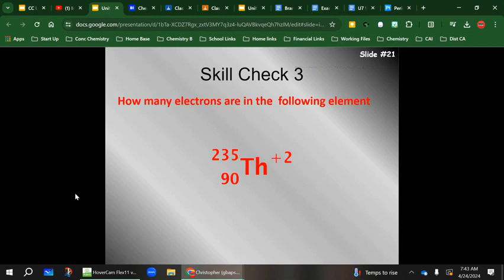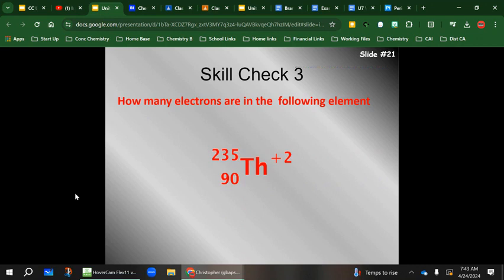Can somebody tell me how many it would be if it was a +2 charge? 88. Okay. If it was a +2 charge, there would be 88 electrons. Why? There have to be 2 less electrons than protons to give us a +2 charge. Okay? If it is a 0, they have to be the same, and that's why they would both be 90. Okay? Questions? All right.